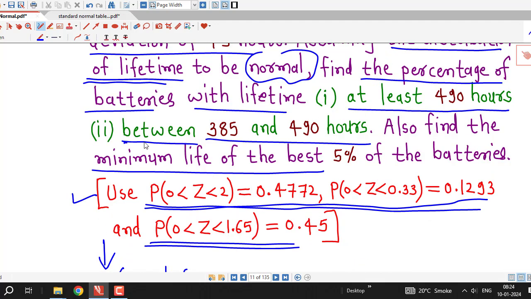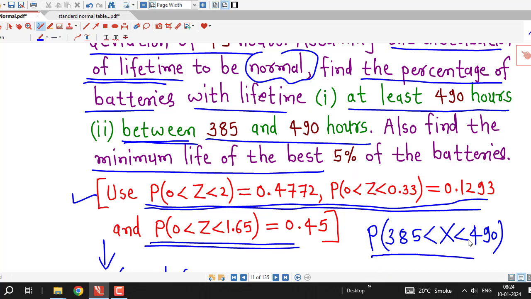In the second part, we have to decide the percentage of batteries such that lifetime is between 385 and 490 hours, that is, capital X lies between 385 and 490 hours. After calculating these two probabilities, we will multiply them by 100 to obtain the percentage of batteries with lifetime at least 490 hours and lifetime between 385 and 490 hours. That is the first part of the problem.